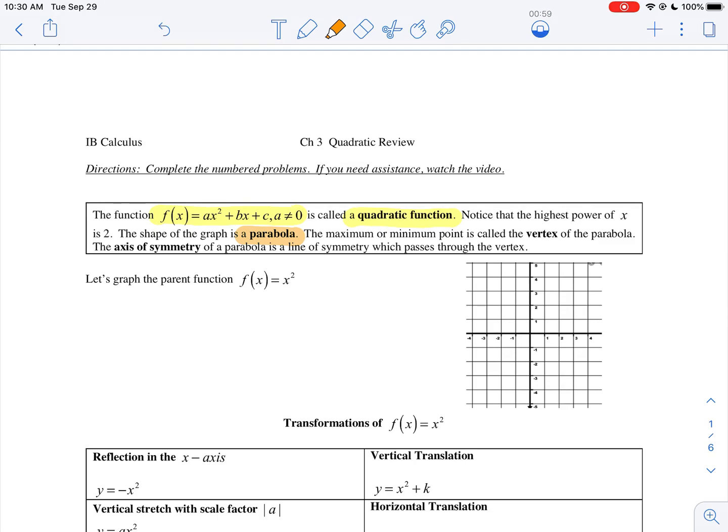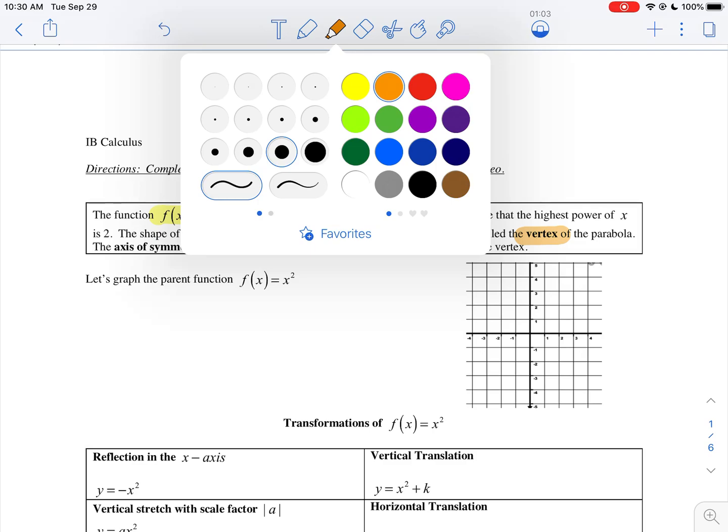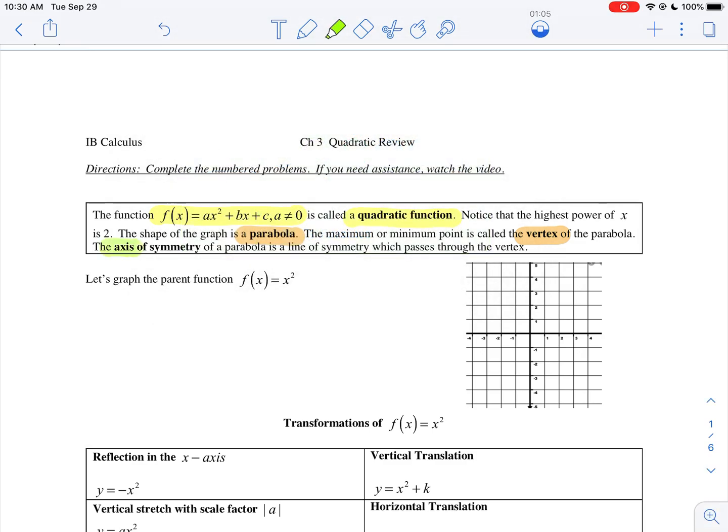The maximum or minimum point is called the vertex. And there is this imaginary vertical line that goes through the vertex that's called the axis of symmetry. And it's a line of symmetry that cuts the parabola in half.